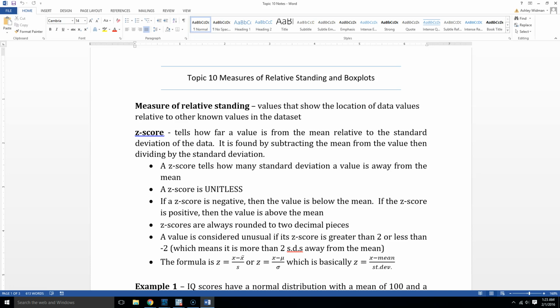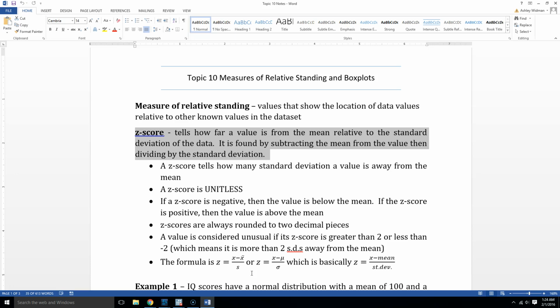The major one that we're going to be talking about is a z-score. A z-score tells how far a value is away from the mean relative to the standard deviation of the data. It is found by subtracting the mean from the value and then dividing by the standard deviation, which we'll see in the formula a few bullets down.